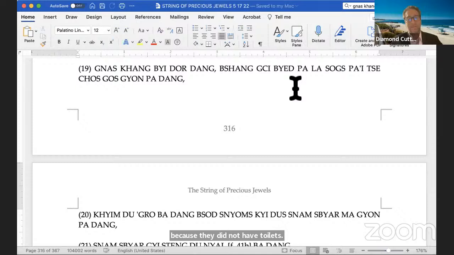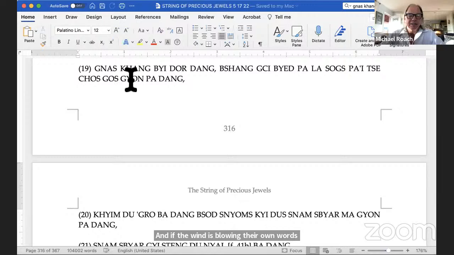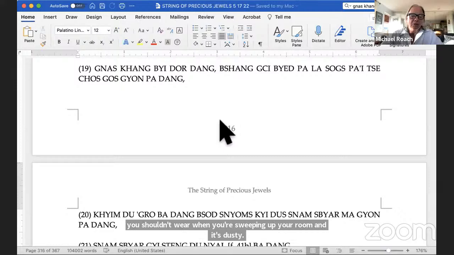But anyway, Shang-Chi means poo-poo and pee-pee. So when you're doing poo-poo or pee-pee, or when you are sweeping up your monk's room, you shouldn't wear your chugur. What's chugur, Xiaoping? The main dharma robe. Yeah, the main dharma robe, okay? You shouldn't wear it when you're pee-peeing or poo-pooing, and you shouldn't wear it when you're sweeping up your room and it's dusty. Okay.